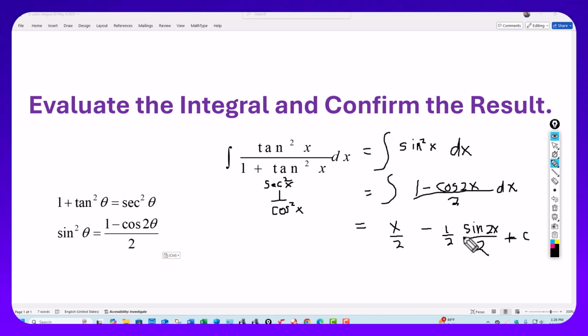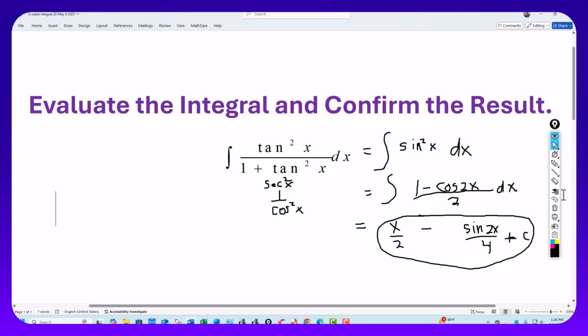So the 1/2 here, and then the other 1/2, let's make this a 1/4 here. Just put a 4 here. And that is your answer for this one. x over 2 minus the sine of 2x over 4, plus the constant of integration.